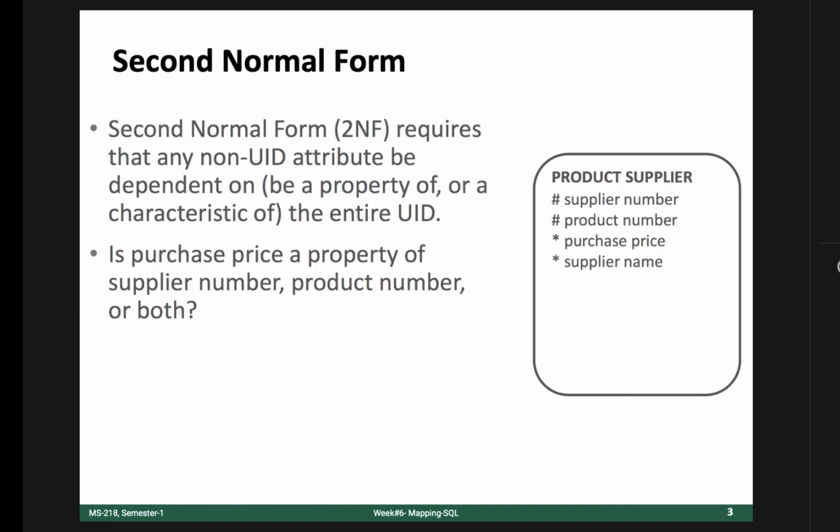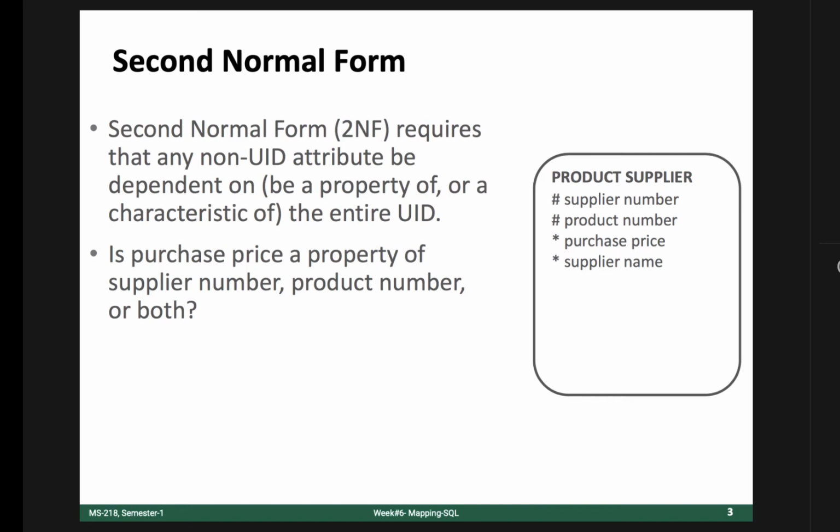Okay, and then we have second normal form, and it requires that any non-UID attribute be dependent on the entire UID. In other words, no partial dependency. If we have one attribute representing the UID, then it's already in second normal form if it's already in first normal form. When I say that this database is in second normal form, the requirement is that it should also be in the first normal form. So second normal form means first normal form and second normal form conditions are met.